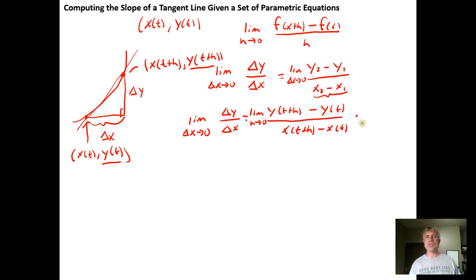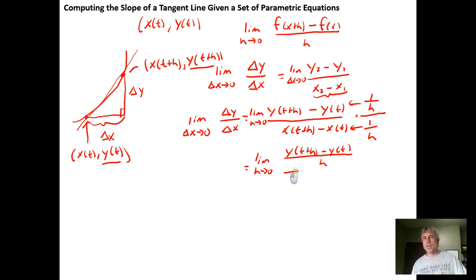Then what you can do here is multiply by a sneaky form of the number 1. I'm going to do 1 over h divided by 1 over h, because this is just equal to 1, and then distribute the 1 over h into the numerator and into the denominator terms. So I wind up with the limit as h goes to 0 of y of t plus h minus y of t over h, divided by x of t plus h minus x of t over h.